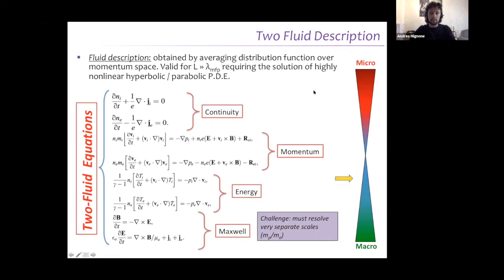If you do this process, then the first set of equations you obtain is the two-fluid set of equations, because you are averaging the Vlasov equation for the electrons and then the Vlasov equation for the protons, and then you have two sets of equations, so continuity, momentum, energy, still coupled to Maxwell's equations. So now we are fully in the fluid description. It is valid as long as the size of the system is much larger than the mean free path. And now you are required to solve the nonlinear hyperbolic or parabolic partial differential equations.